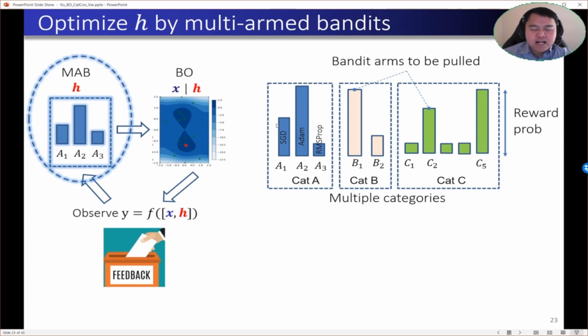And our intuition is that the high-performing optimizer will be selected more frequently than the others. But multi-arm bandit also maintains a small probability to explore the unknown arms. Using that concept, we can scale up to handle multiple categories. Each category can have multiple choices.